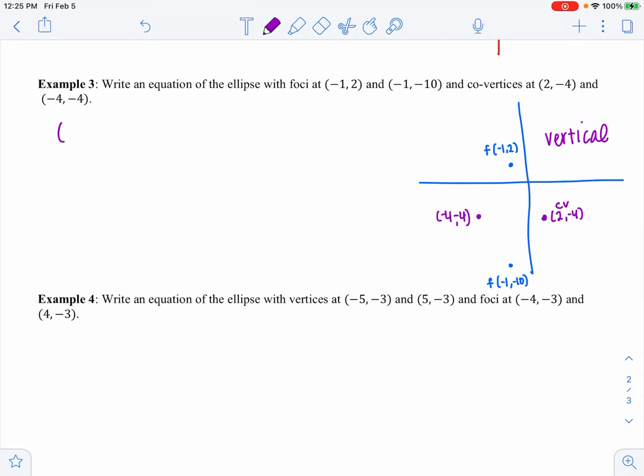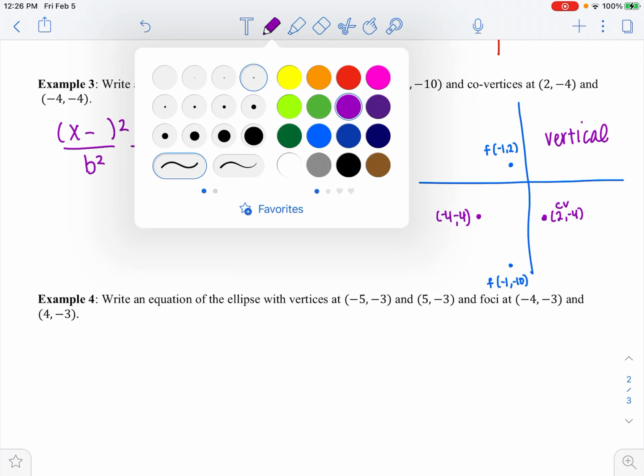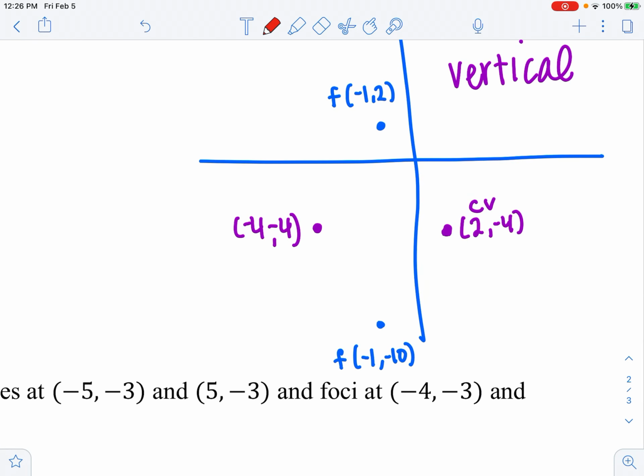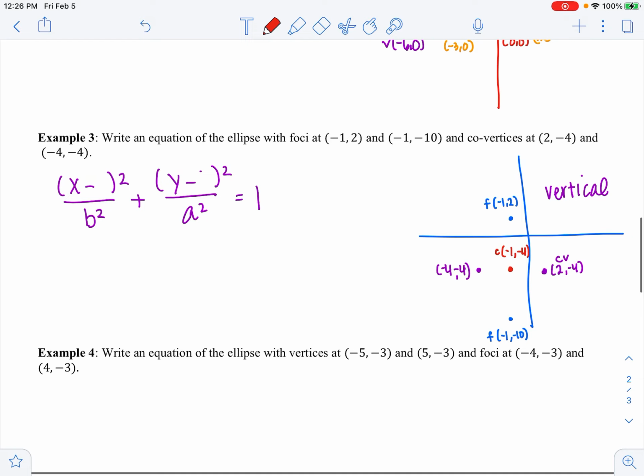Okay, all right, so I'm going to make my skeleton x minus h squared over, and then I have plus, I'll put b squared here since it's vertical, y minus k squared, leave a space, over a squared is equal to 1. All right, so I need to find my center. I'm going to draw the center in. It's right here. And if you look, I can tell that it's left 1, just like the foci are, and down 4, just like the co-vertices are, and this is my center. So my center is negative 1, negative 4, so I'm going to change that to a plus 1, plus 4.